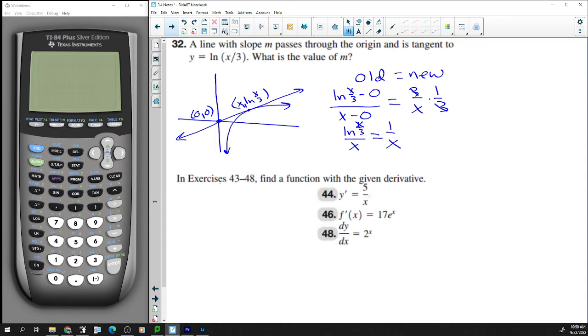Well, now the denominators are the same. We just got to make the numerators the same. So natural log of x over 3 is equal to 1. X over 3 is equal to e. x is 3e. But it didn't ask for x, it asked for m. So we'll plug that back in here. M is equal to 1 over 3e.